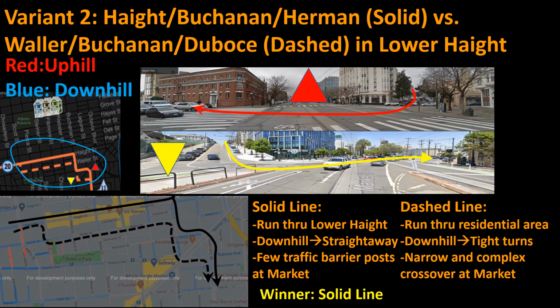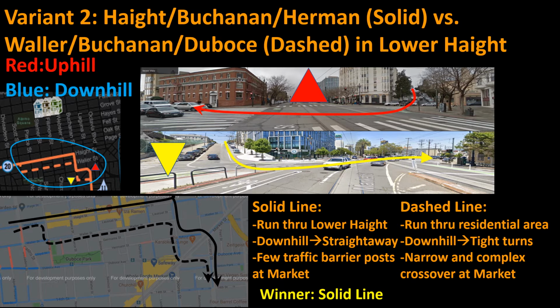Variant number two is kind of complicated. That's running through the Heights district after you pass Golden Gate Park. So the first short line option is that you run through the Heights streets before you make multiple turns into Buchanan, Herman, then Guerrero. The dash line option is you make a right onto Scott and then left on Waller and then back on right into Buchanan and then left onto Boyce before you get back to Guerrero.